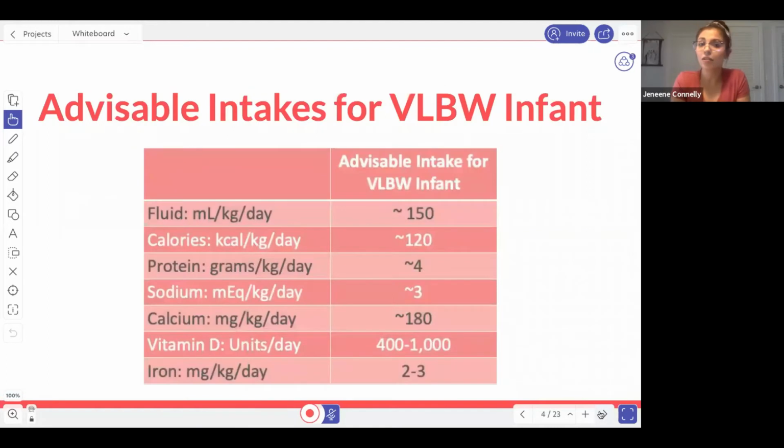Okay, and guys, this is nothing new. Again, like Dr. Abel was saying, this is just our normative data that you're always going to be referencing in these scenarios. And remember, these are just guidelines and not standards, but they are here for your reference. So this is the advisable intake for very low birth weight infants.